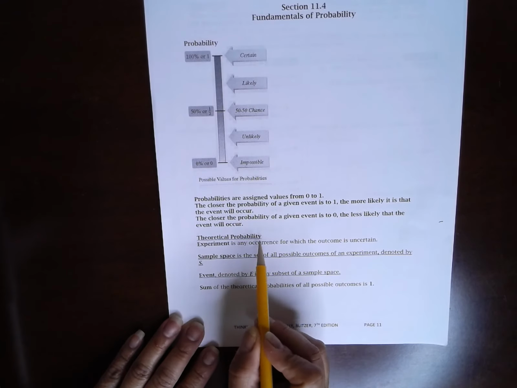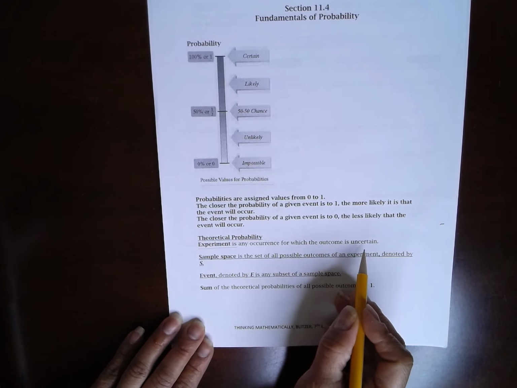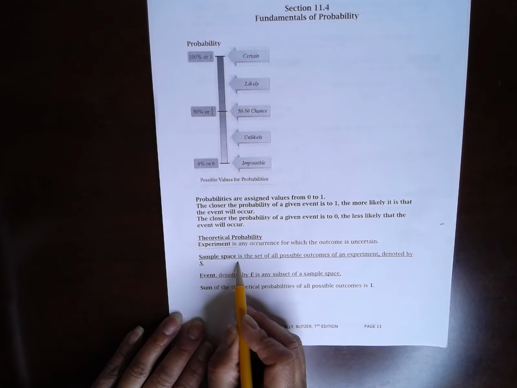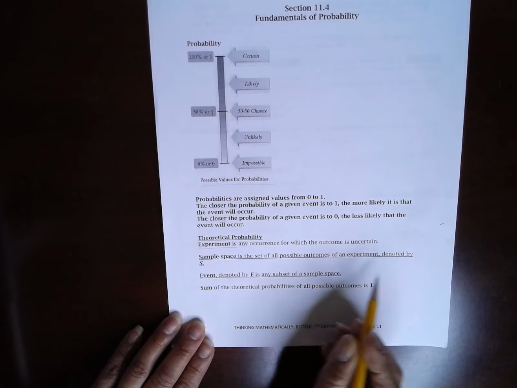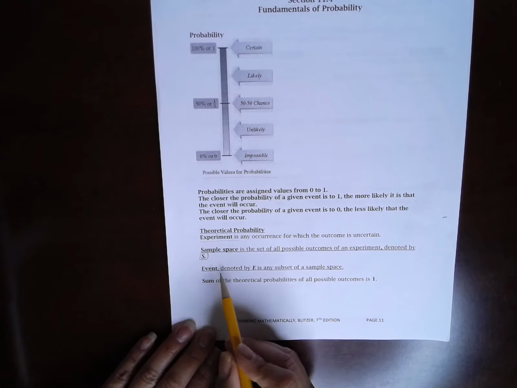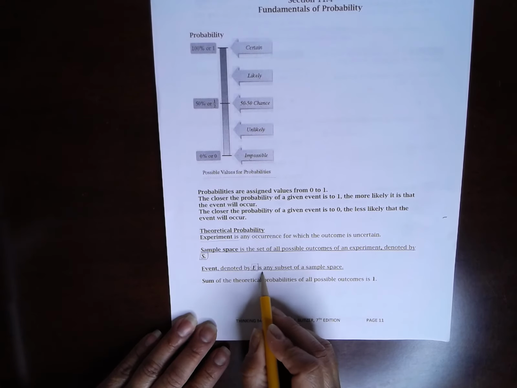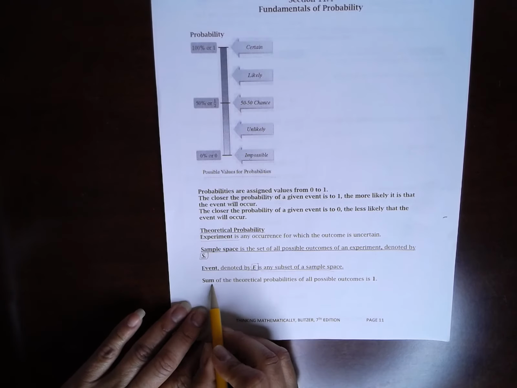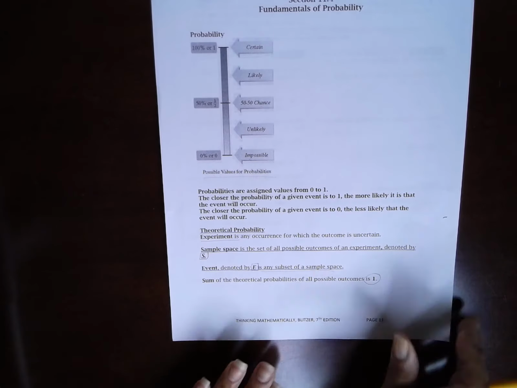So in theoretical probability, an experiment is an occurrence for which the outcome is uncertain. In an experiment, you will create a sample space, and that is the set of all possible outcomes of an experiment. We use a capital letter S to denote the sample space. Events use the capital letter E, and the event is a subset of the sample space. The sum of the theoretical probabilities of all possible outcomes is equal to 1.